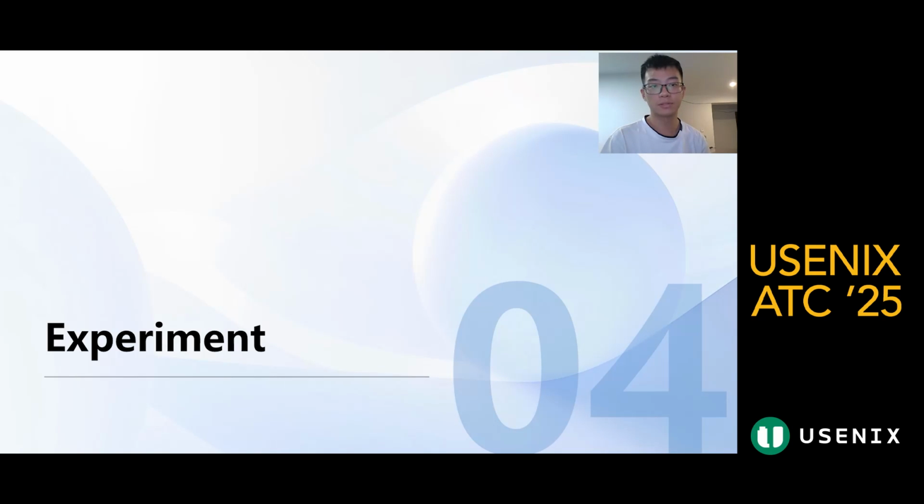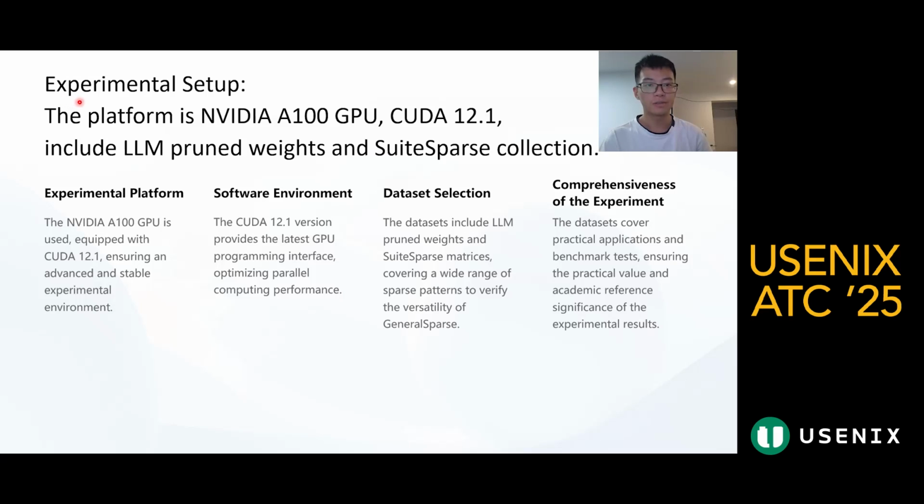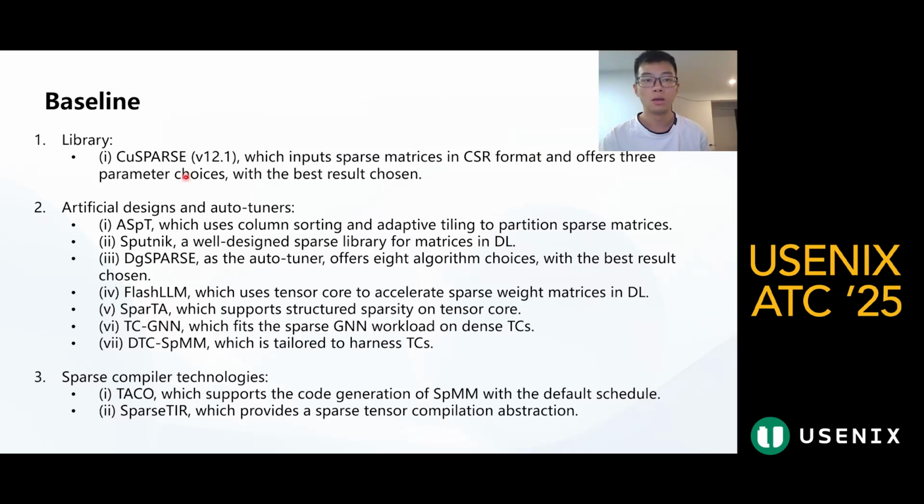Here is the experimental setup. The platform is NVIDIA A100 GPU and CUDA. The datasets include large language model pruned weights and SuiteSparse collection. And these are the baselines we compared. They are classified in three classes: libraries, artificial designs and auto-tuners, and sparse compiler technologies.